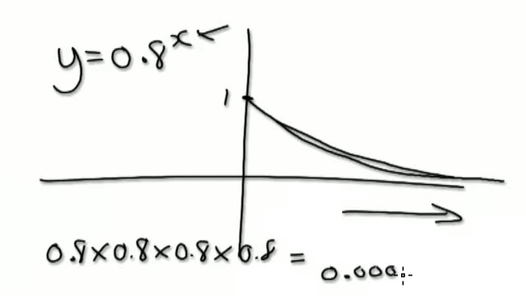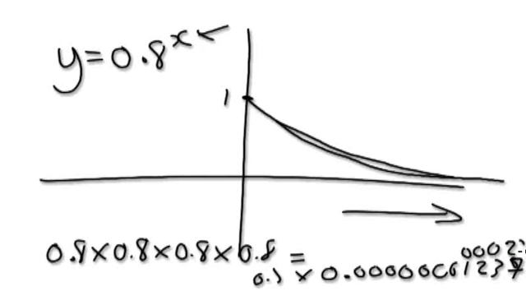If you keep on doing it, you get 0.00000, and then something like 1, 2, 7, and if you keep on multiplying by another 0.8, it's just going to have more zeros, and then maybe 2, 3, 7, or something like that. As you increase in this direction, it just doesn't get to 0. It heads towards 0, but it doesn't get to 0, and it remains on the positive side.